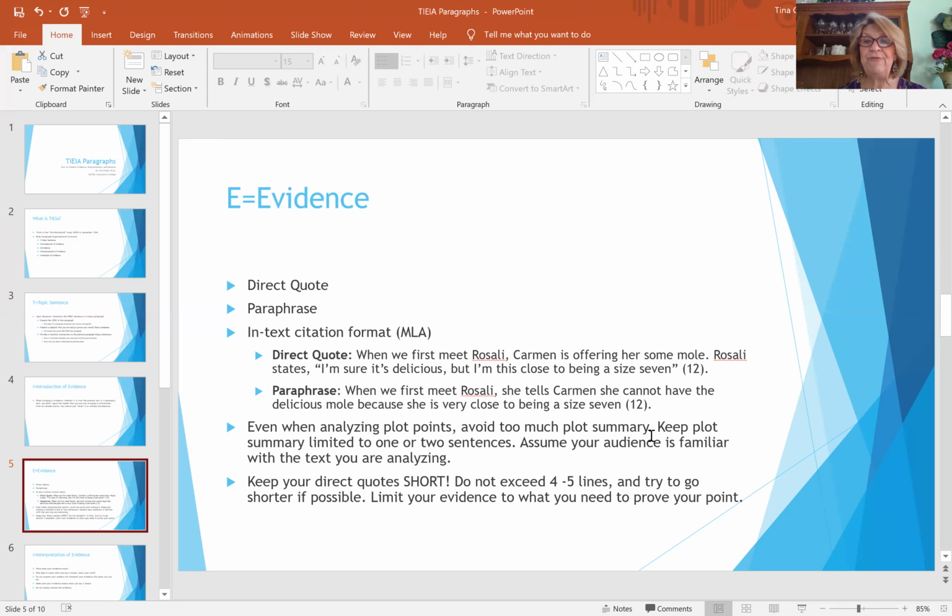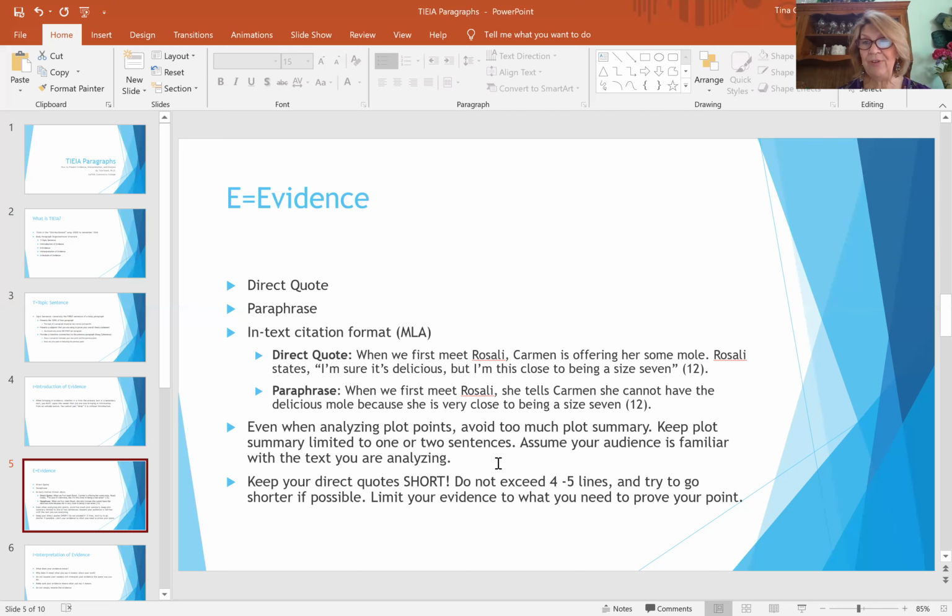The same thing is true for a paraphrase. When we are paraphrasing, we still must introduce that we are bringing in information from an outside source. So when we first meet Rosalie, she tells Carmen she cannot have the delicious mole because she's very close to being a size 7. The introduction is when we first meet Rosalie. Then your evidence is the paraphrase, but notice while there are no quotation marks, you still have to put the page number where this information is found in the book, and after that comes your end punctuation.